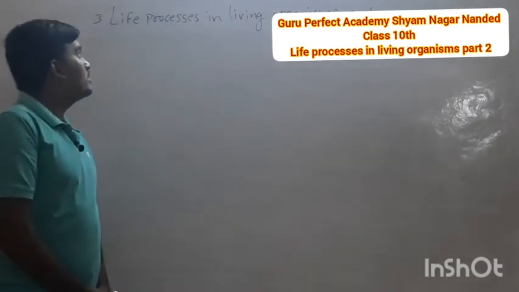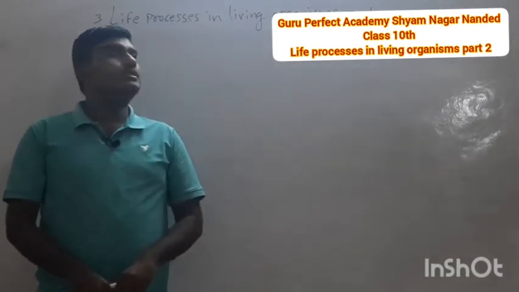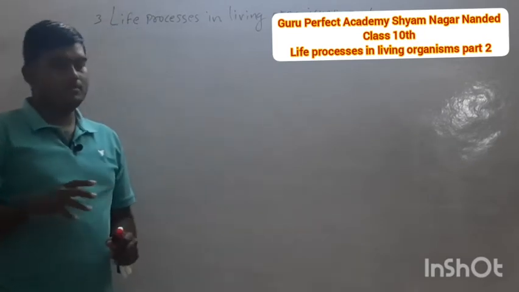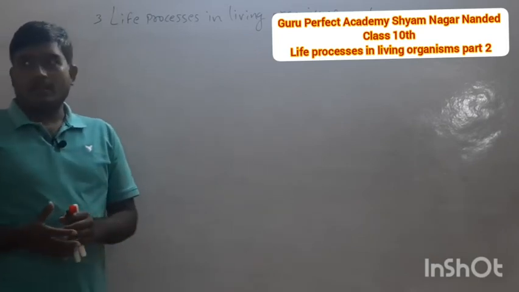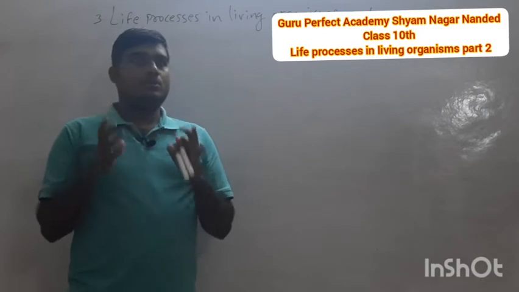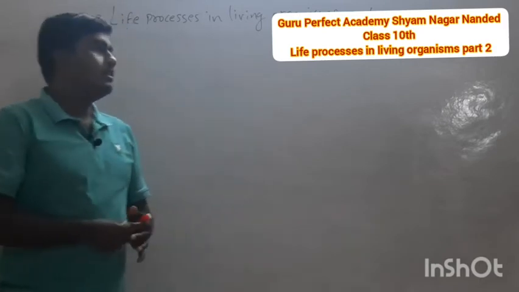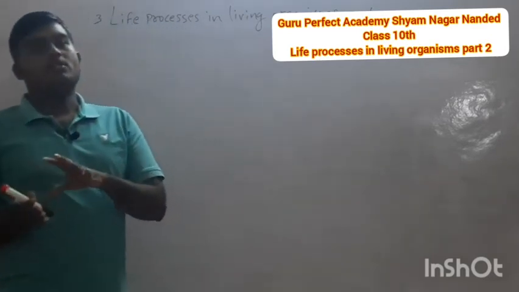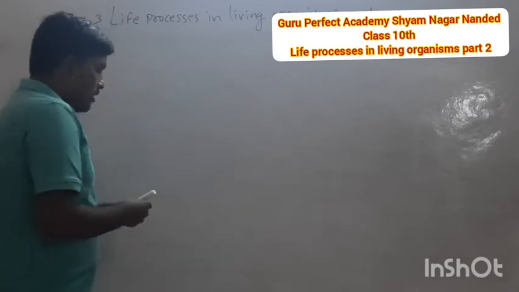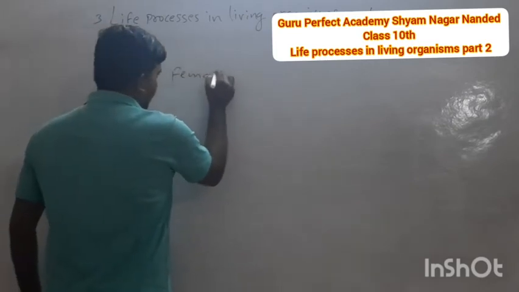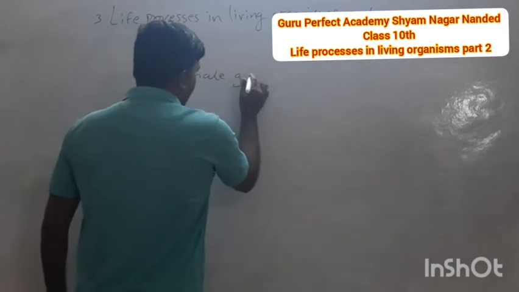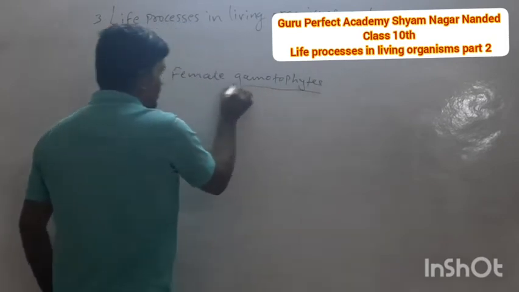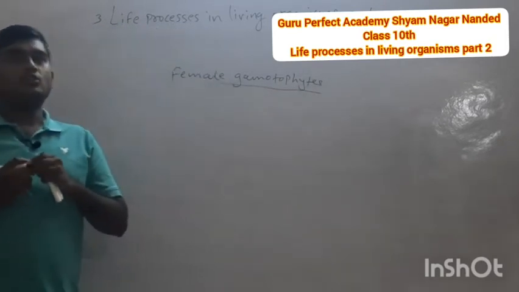We are learning about life processes in living organisms, part two. We have already discussed the process of reproduction, and we are talking about reproduction in plants. In the previous class, we discussed the formation of the female gametophyte. So, how are the female gametes formed? How are the female gametophytes formed in angiosperms?